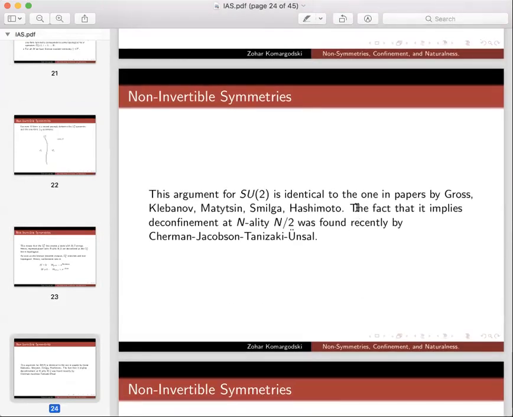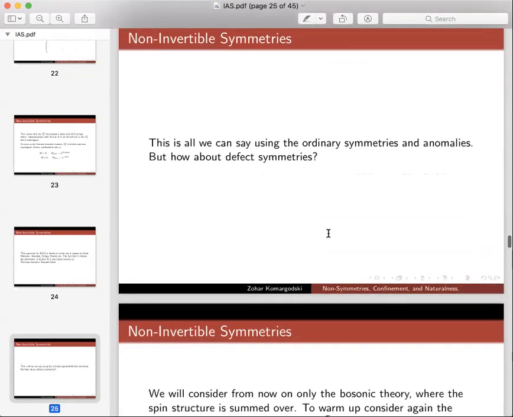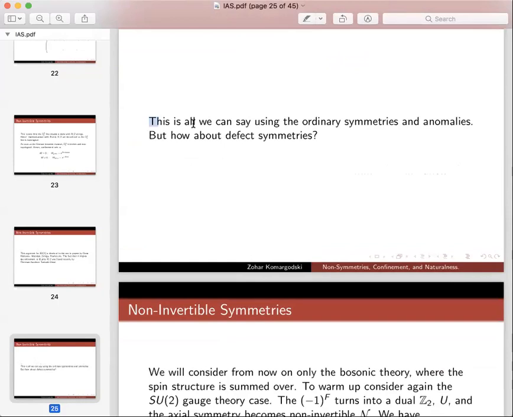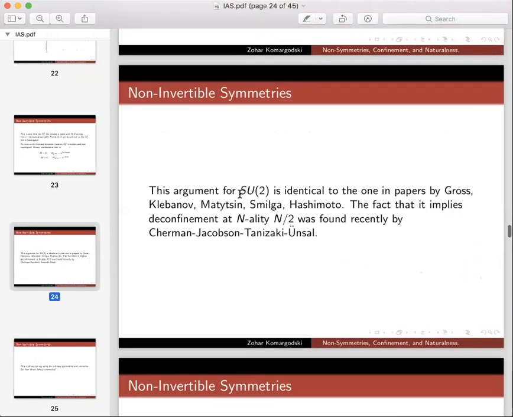Now, the more general argument that I just gave you about the deconfinement of the representation with n/2 boxes was done recently by this group, and it's a correct fact. So that's where you stop if you only use ordinary symmetries. So far, we've only used ordinary symmetries, and that's all we can say. But this is not satisfactory because we did not answer the question of what happens for generic N for the fundamental quark. We only answered that question for SU2.